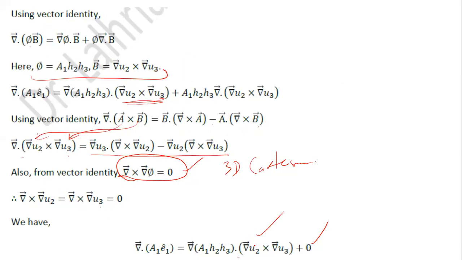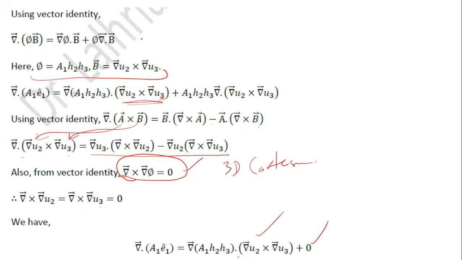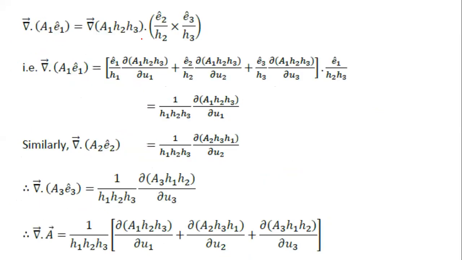So grad U2, you remember that grad U2 is e2 cap upon h2. Grad U3 is e3 cap upon h3. So you just put the value of grad U2 and grad U3 here. Grad U2 you put it here, grad U3 you put it here. This is what you're going to get.